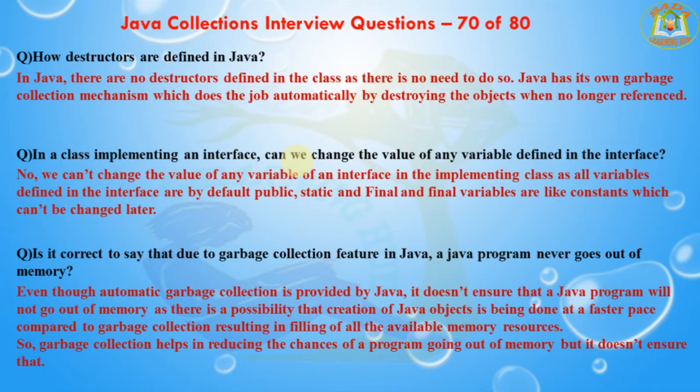No, it's not possible for a class implementing an interface to change the values of any variable defined in the interface. We can't change the value of any variable of an interface in the implementation class, as all variables defined in the interface are by default public, static and final. Final variables are like constants which cannot be changed later.